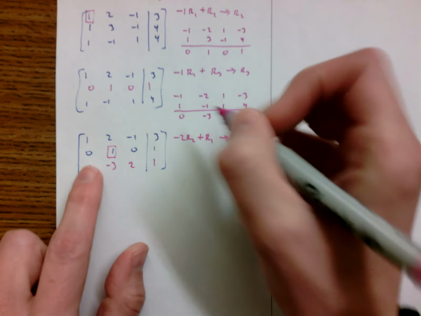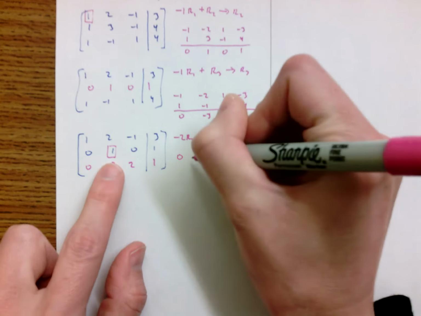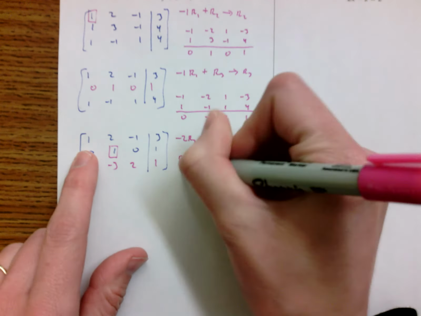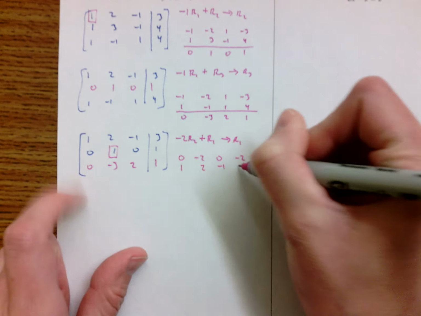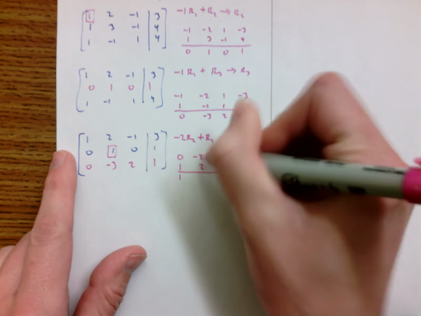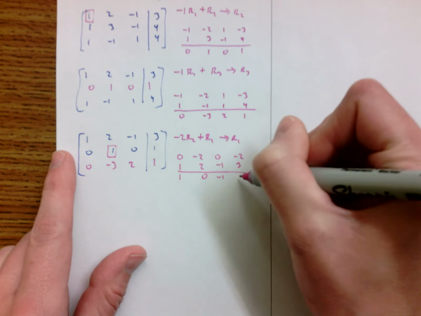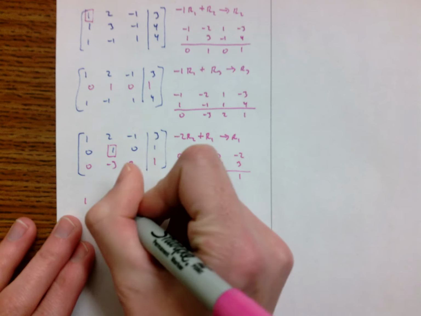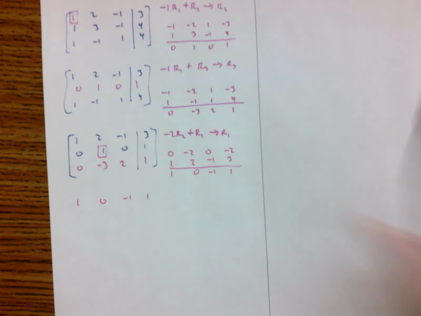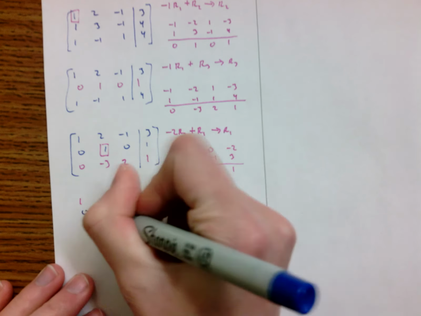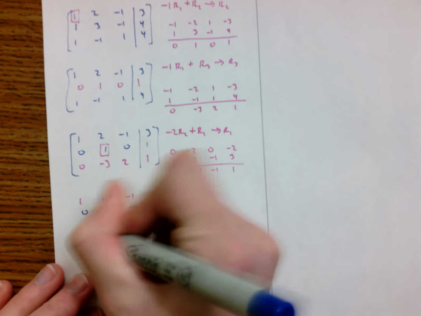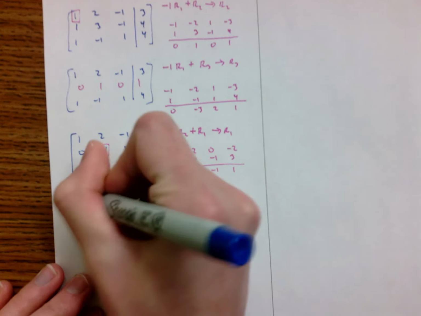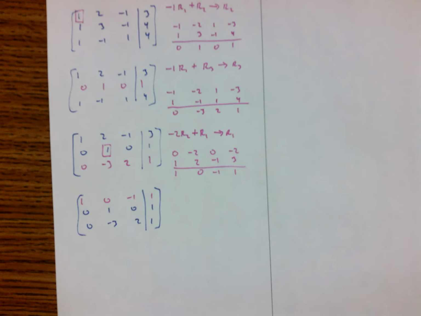Okay, so that's -2 times row 2 would be 0, -2, 0, -2, row 1, just copying it. When I add that together, I get 1, 0, -1, 1. All right, and that is my new top row. Okay, the other two rows did not change. Okay, so we're getting there.